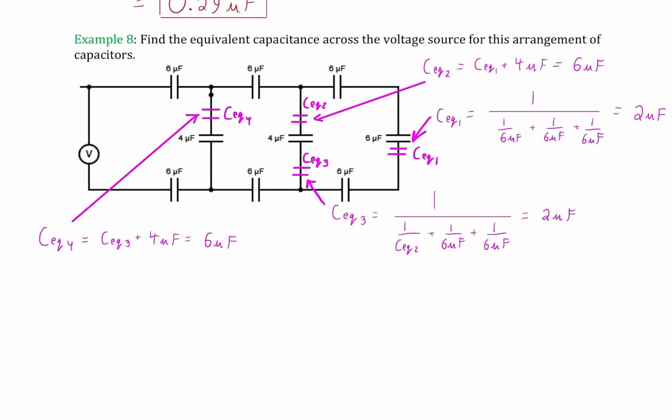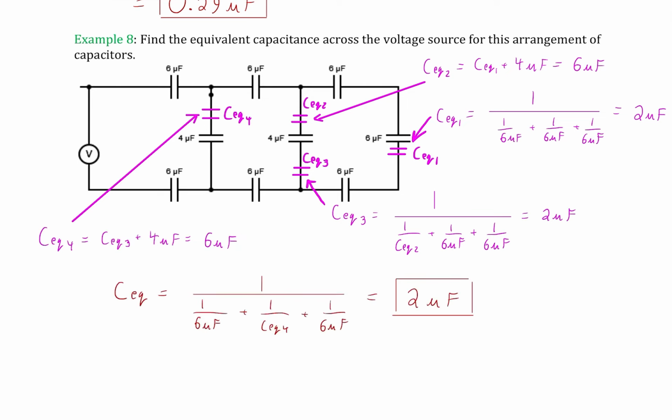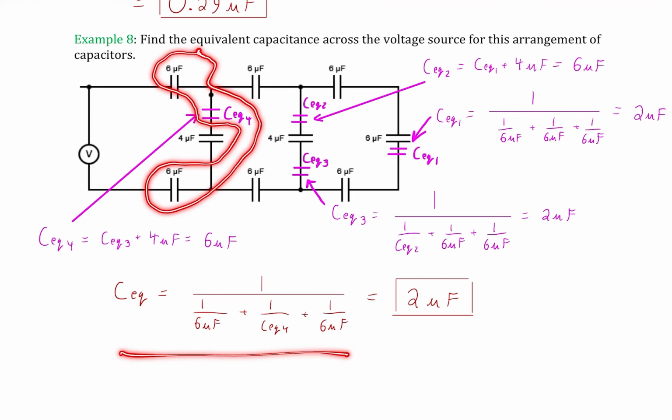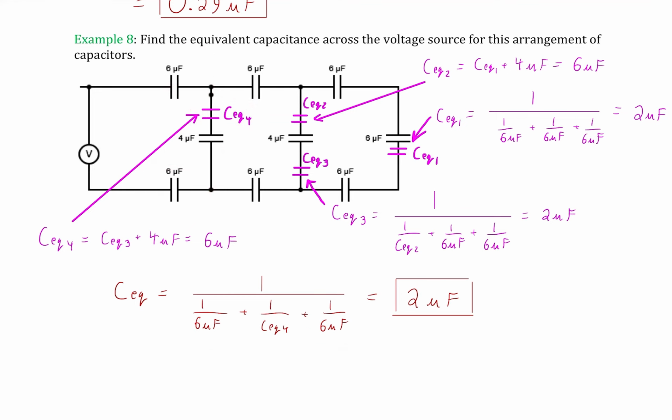Now we're going to do it again. These two are in parallel, so it's simple addition. We get a 6. And then finally, we've got these last 3 that are in series with each other. So we use the series formula, and we get back to 2. See, this one is so interesting because they're all 6s and 4s. So it just ends up kind of rocking back and forth. But we get 2 microfarads as our final equivalent capacitance for this entire arrangement.